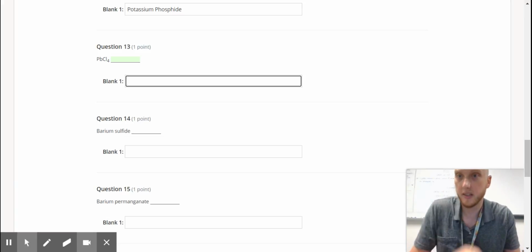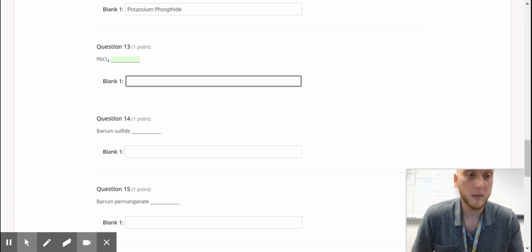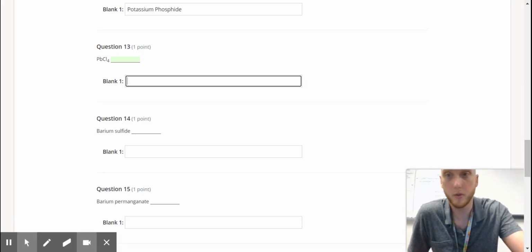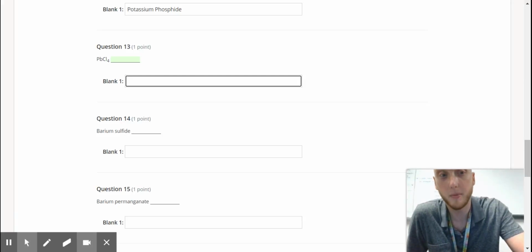13, we have PbCl4. Pb is lead. Well, it's not a transition metal. It is one of the funky ones that needs the stock system. So if you're doing the stock system and one of the atoms has a subscript and the other doesn't, you just reverse crisscross it. So since Cl has this 4, you're going to move the 4 up. That's going to become the charge of lead. And the 1, because you don't put 1, would be the charge of Cl.